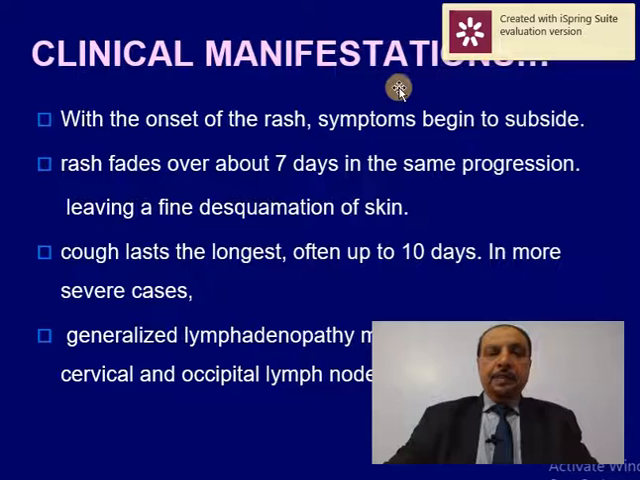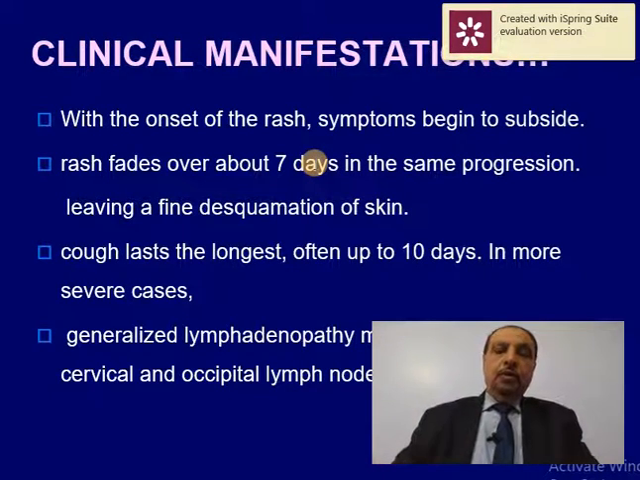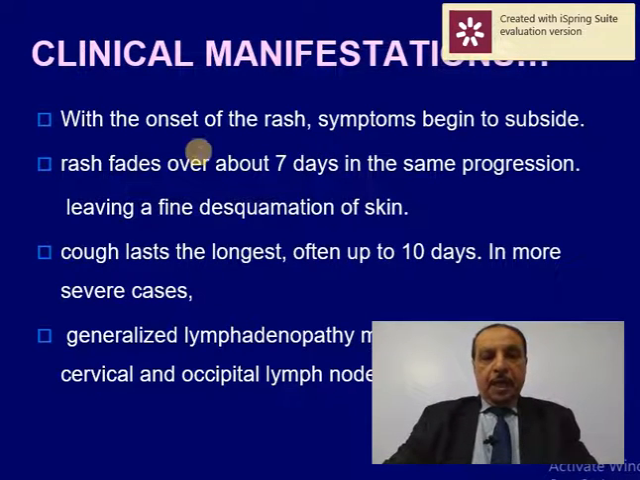The clinical manifestations continue with the onset of rash. Symptoms begin to subside. The rash fades over about 6 to 7 days in the same progression. It will start to fade from the face, then from the trunk and extremities, and it will leave fine desquamation. Fine desquamation is important because rubella usually will not leave fine desquamation, but in measles and in scarlet fever, when the rash fades away, it will leave fine desquamation in the skin.